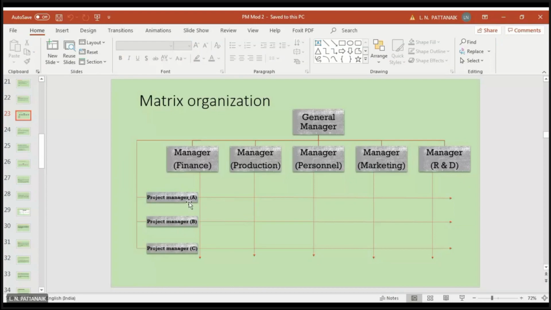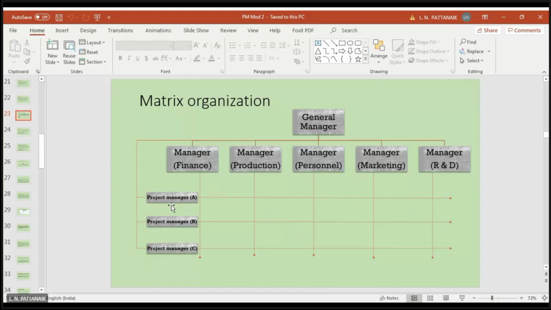Like you can see, suppose project manager A may be standing here for a particular project, which is going on in some location, and similarly project manager B, C, D, like that. So how do they distribute? Under project manager A, people move horizontally towards the right. You can see it is connected with finance, production, personnel, marketing, and R&D functions. So under project manager A, there will be a group of people deputed from each of these parent departments for the project. So this is how it works.